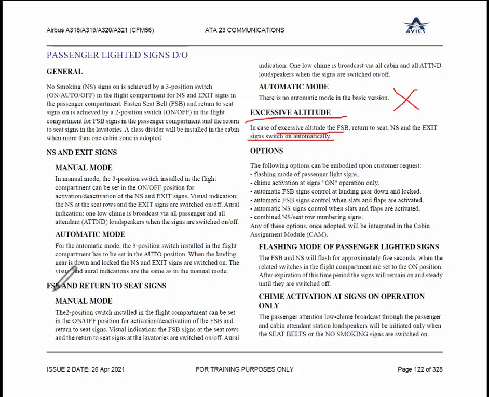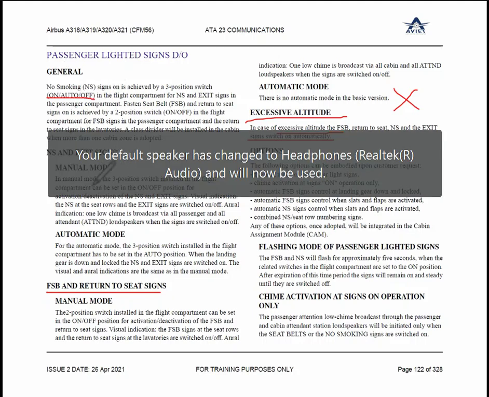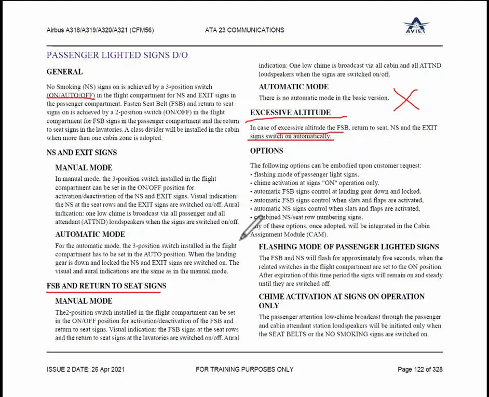Only thing is, it is not controlled by the switch. Like you have a switch with 3 positions here for no smoking and exit sign. There is an auto position, but here the auto position is not there. But the computer performs this function in case of cabin decompression: fasten seatbelt and return to seat sign, no smoking, exit sign, all these 4 signs will come automatically, irrespective of switch position, wherever the switch is. Clear?